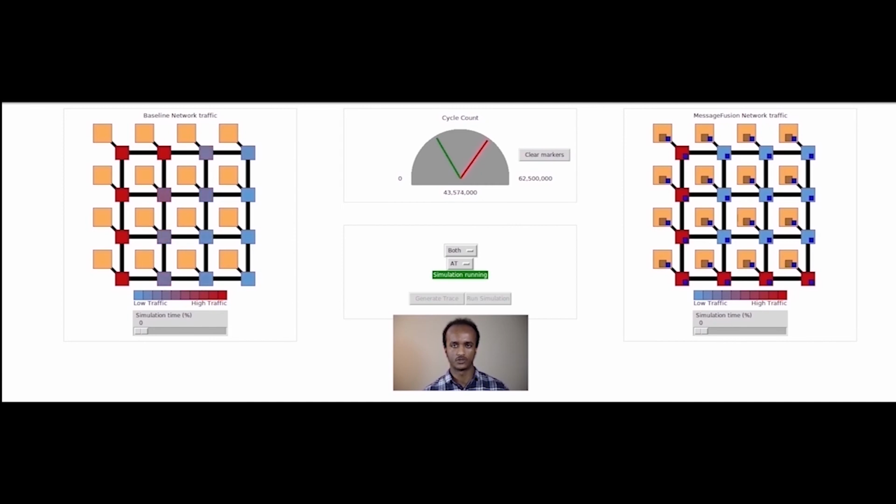The dial at the top middle shows the total execution time of the baseline and MessageFusion. The lower the cycle count, the better the performance. One can observe that the routers in the baseline network spend most of their execution time being red during the simulation, while the routers in the MessageFusion architecture stay predominantly blue. Hence, MessageFusion achieves lesser traffic congestion as compared to the baseline. We can see from the dial that MessageFusion finished its execution earlier than the baseline, approximately 2 times faster.